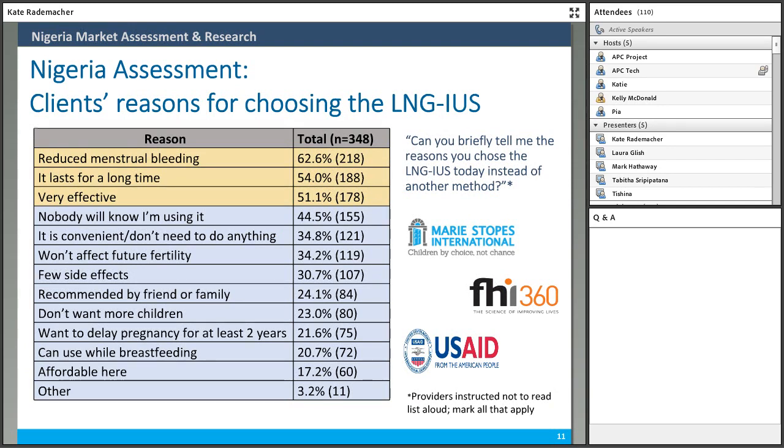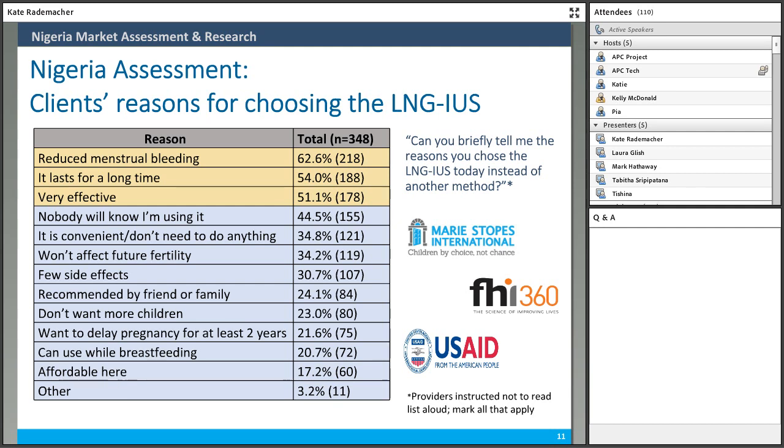In Nigeria, several partners are also introducing the LNG IUS in pilot settings. One of these pilots is led by Marie Stopes International, and in partnership with MSI and FHI 360, we've been documenting women's and providers' perceptions of the method, as well as, again, key opinion leaders. We don't have time to go into a lot of the findings, but those will also be available on K4Health.